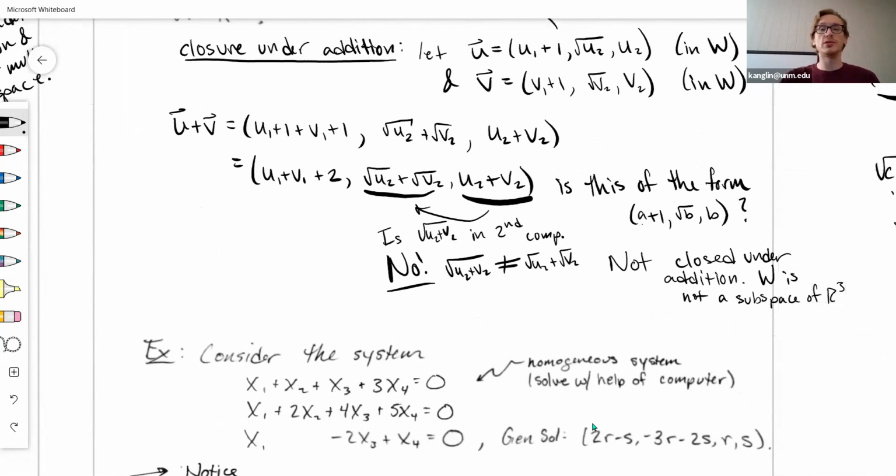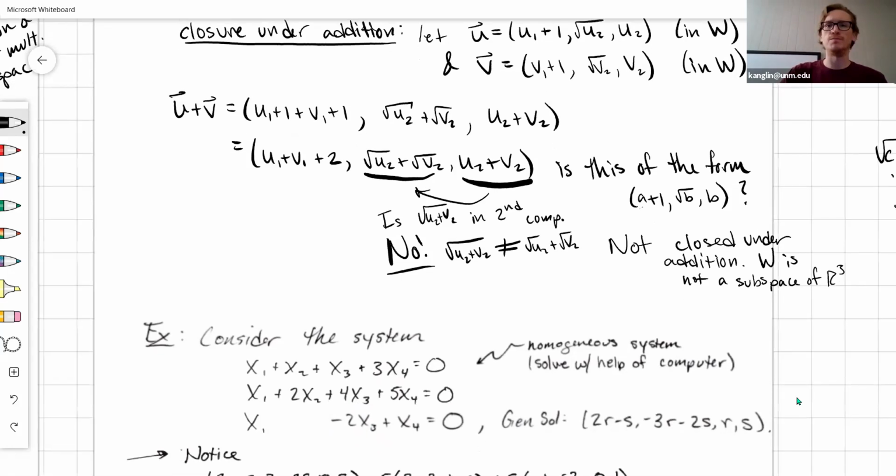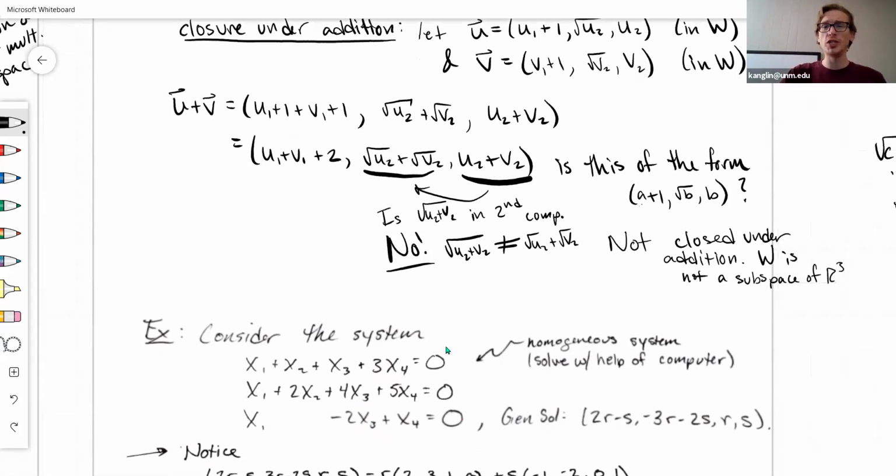Okay. Let's look at this last example over here. Let's consider the system x1 plus x2 plus x3 plus 3x4 equals 0, x1 plus 2x2 plus 4x3 plus 5x4 equals 0, and finally x1 minus 2x3 plus x4 equals 0. Notice this is a homogeneous system, right? That's what we have when the right-hand sides of all the equations are all zeros.